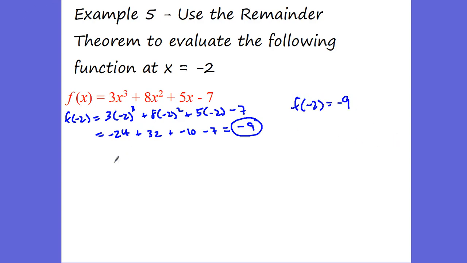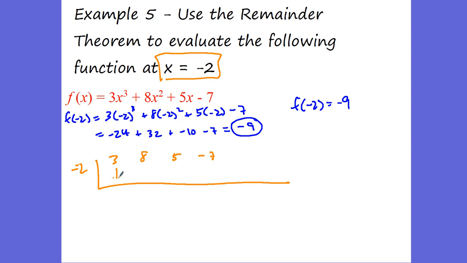Okay. Let me show you a different way to do this. We want to evaluate this value, which means I can do synthetic division really quickly. We have 3, that's the x cubed. 8 is the x squared. 5 is the x, negative 7. So we bring down 3. 3 times negative 2 is negative 6. We add this. 2 times negative 2 is negative 4. We get 1. 1 times negative 2 is negative 2. That gives us negative 9. Negative 9 is the remainder. That is the evaluation of your function.